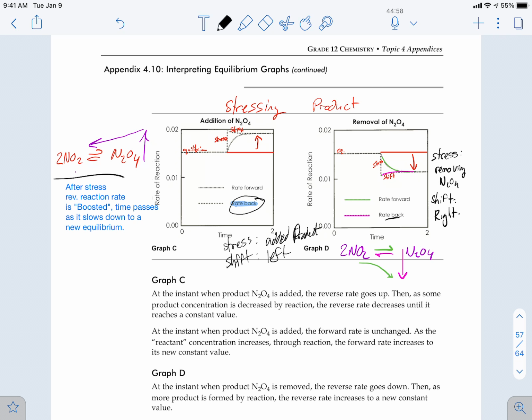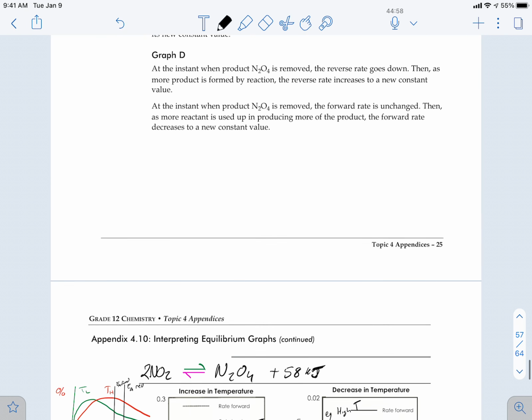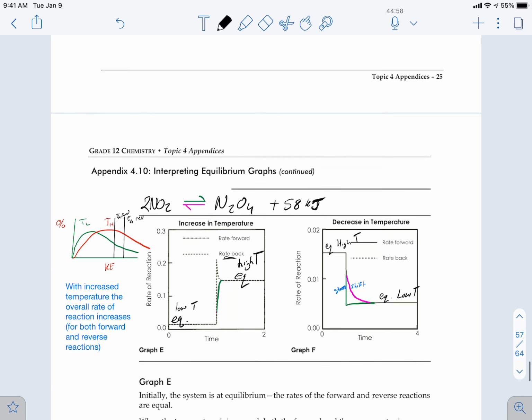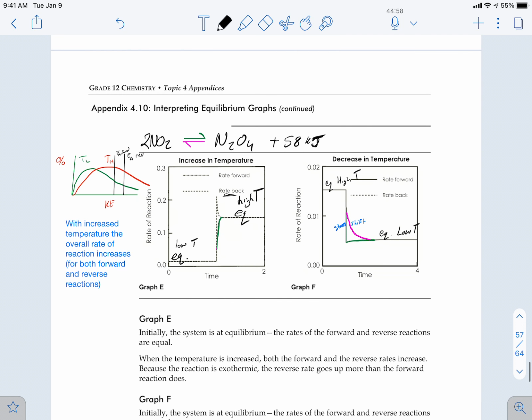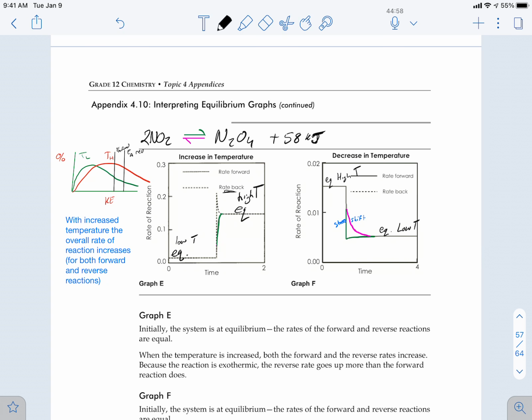And so that's what's happening here, and that's why this pink line is going upwards a little bit. So it's the little right line, that's the shift right. Okay, so that's rate of reaction. So now let's look at rate of reaction, but in terms of temperature and the effect of temperature.